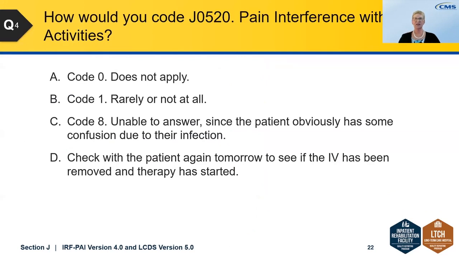How would you code J0520, pain interference with therapy activities for this patient? Would it be A, code 0, does not apply, B, code 1, rarely or not at all, C, code 8, unable to answer, since the patient obviously has some confusion due to her infection, or D, check with the patient again tomorrow to see if the IV has been removed and therapy has started. So the poll is open and we'll give you just a little bit of time to react to that question.